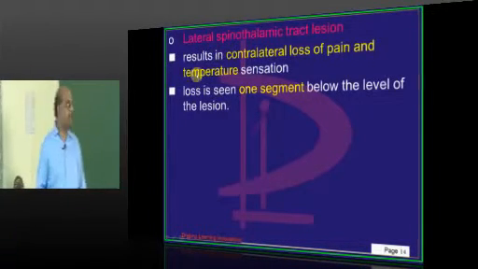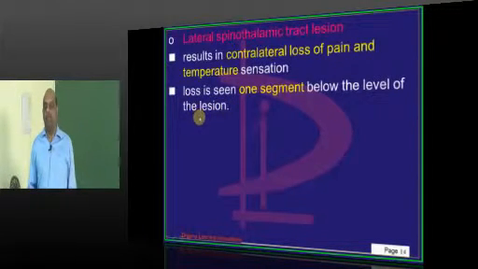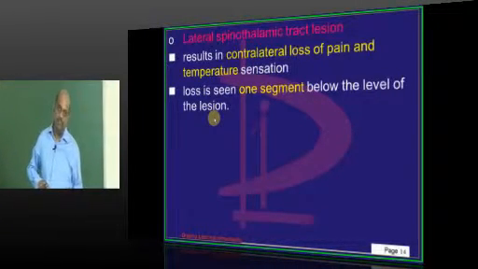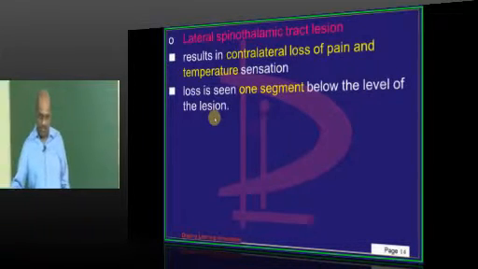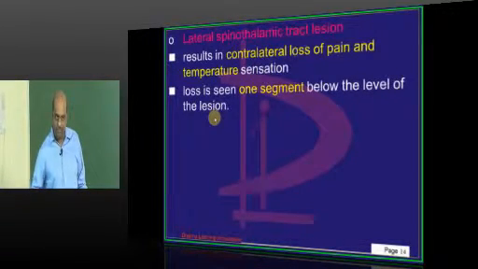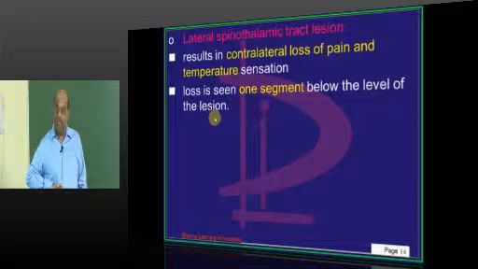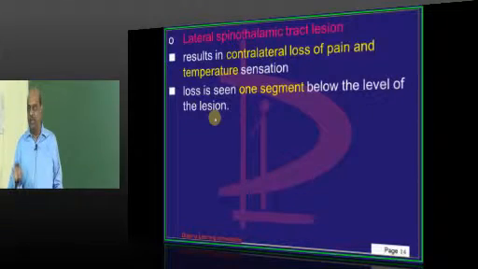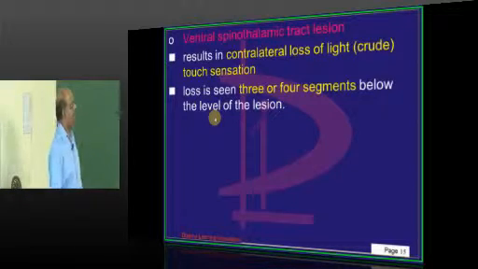Now, how about the spinothalamic tract? Contralateral loss of pain and temperature will be there. But one important thing that you need to remember is, if I have an interruption of my spinal cord at the T1 level, where is my pain and temperature sensation gone? It will be one segment below the area where there is a lesion. So it will be typically one segment below the level of the lesion in case of loss of pain in the spinothalamic tract.